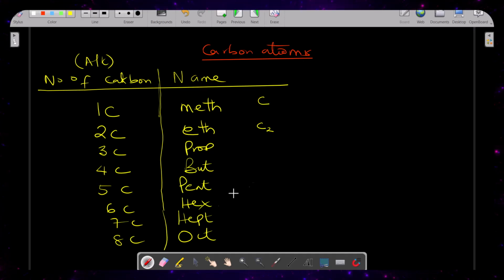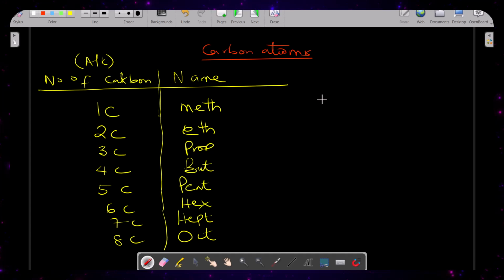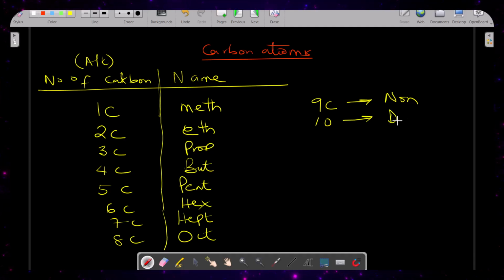Then how about nine? Let me clean up here. Okay. So how about nine carbon atoms? If it is nine carbon atoms, what will you call it now? You call it non. Then 10 carbon atoms, we are going to call it what now? We call it dec, and so on. So let's stop at this place. We're going to stop at 10 carbon atoms. We're not going to go over to 11, 12, and so on. So this is the first thing that I needed you to know.